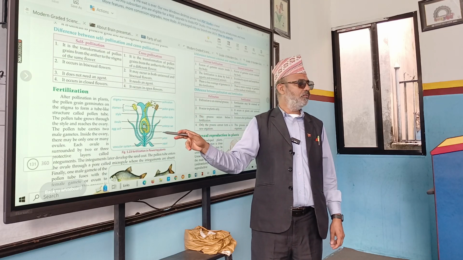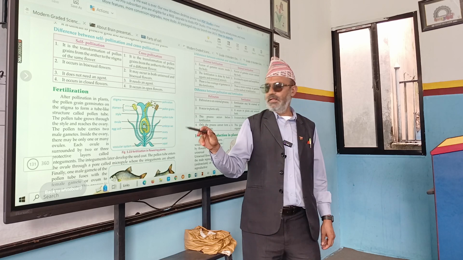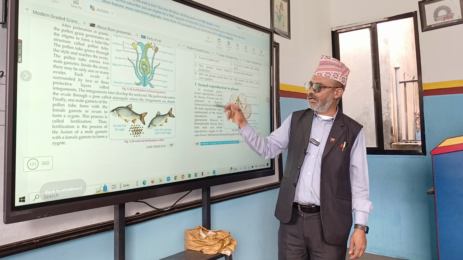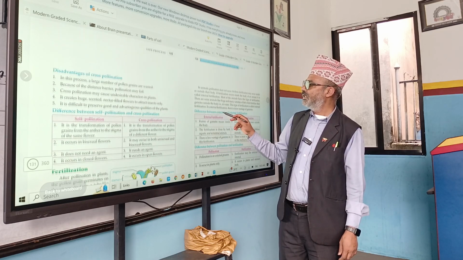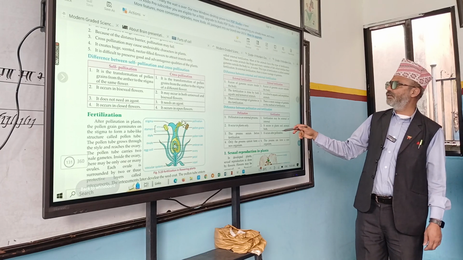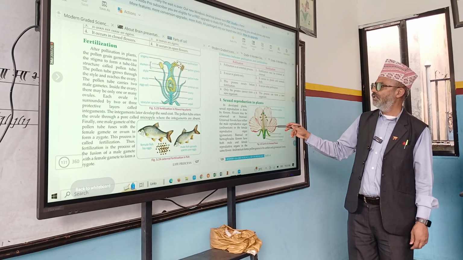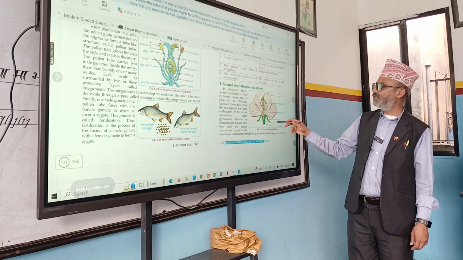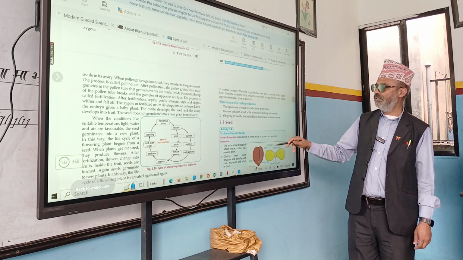Fertilization. There are many more drawings. Those drawings must be drawn. You must not be lazy. And after fertilization, external fertilization, and what is next? Internal fertilization. Then again there is the difference between external fertilization and internal fertilization, pollination and fertilization, then sexual reproduction in plants, significance of sexual reproduction, seed.